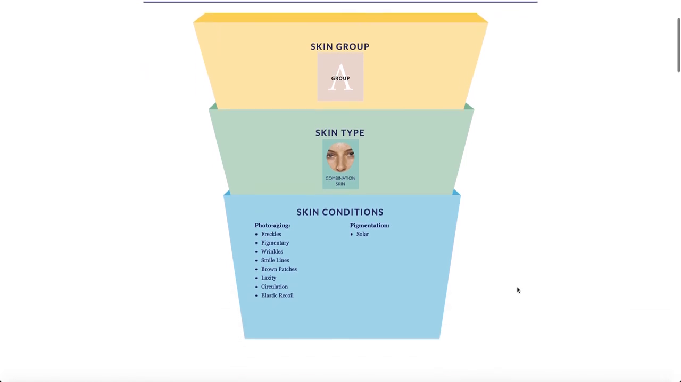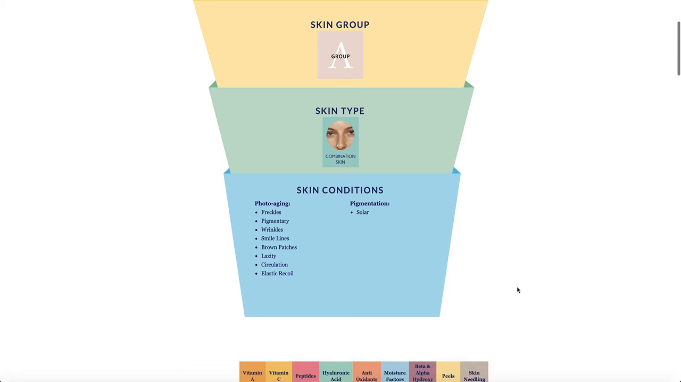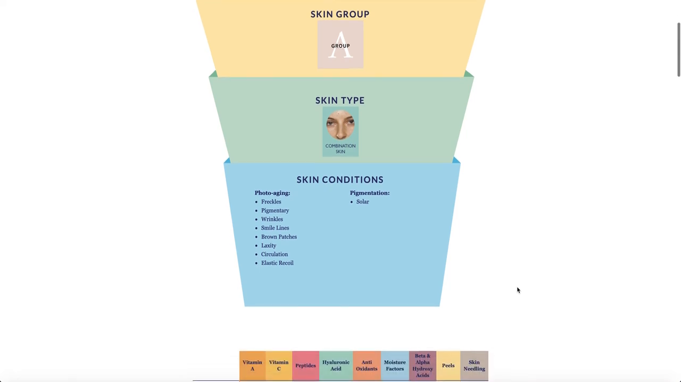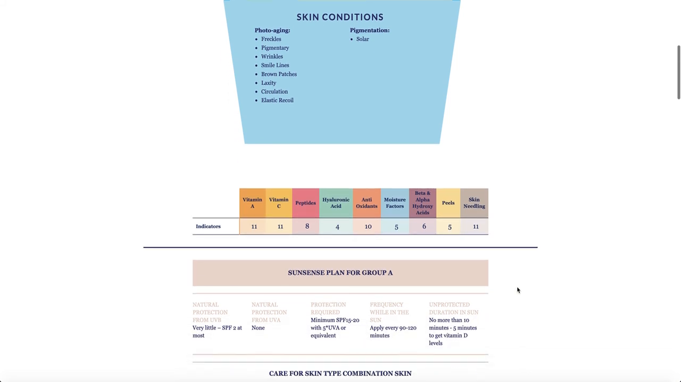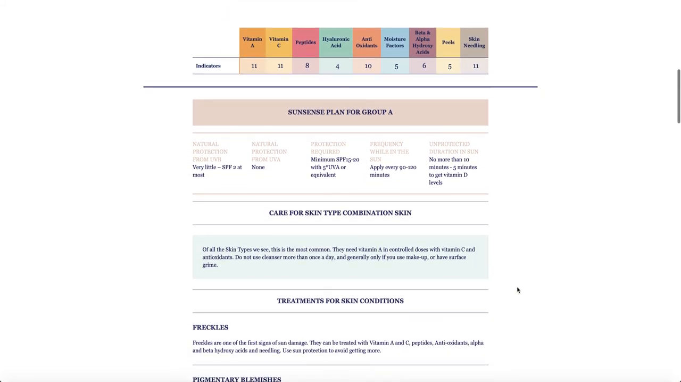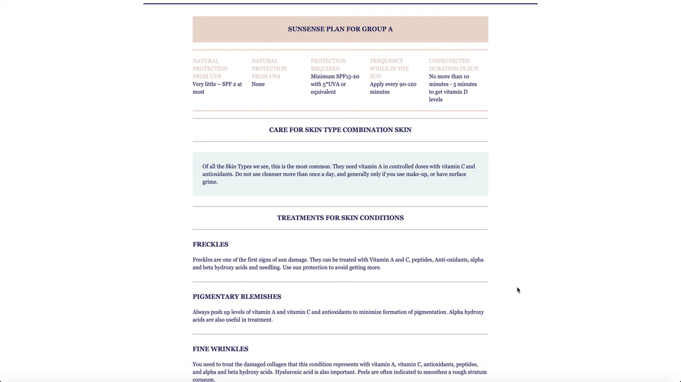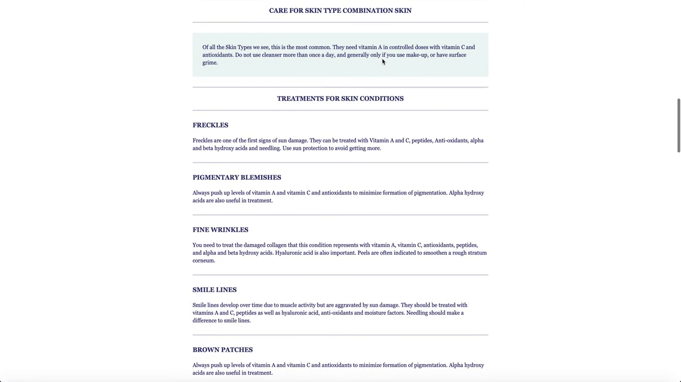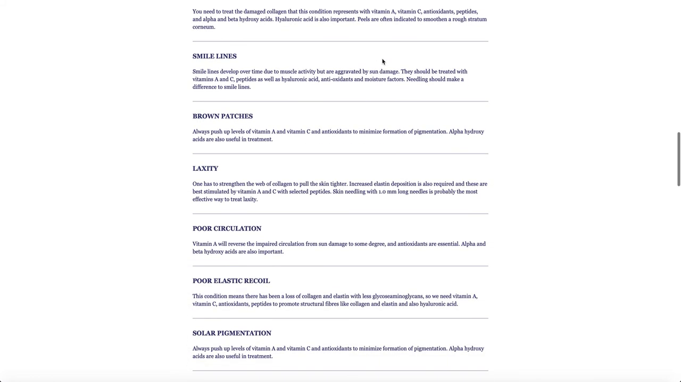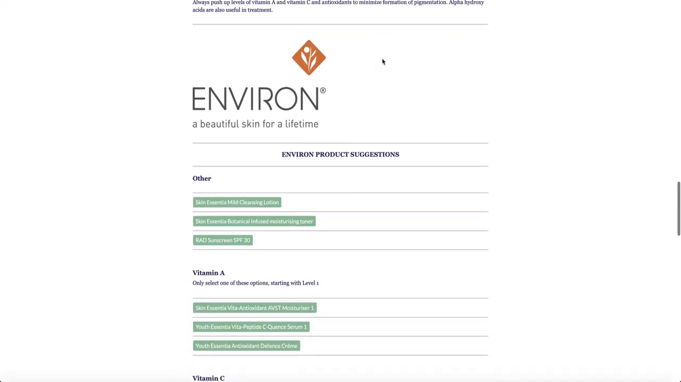Right, so this is my action plan. It starts telling me my skin group, my type, and my conditions. These are the ingredients and treatments that are selected as a result of that. Here's some advice on how to look after my group and my type and my conditions. Just a few lines about the care of them.